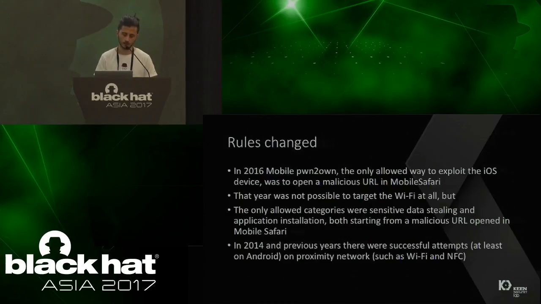So the rules changed last year, and in 2016 mobile Pwn2Own, the only allowed way to attack an iOS device was through a malicious URL that would be opened in mobile Safari. Last year, it was not possible to touch the Wi-Fi or Bluetooth or whatever. And from this malicious URL, you had either to steal some sensitive data or install an application. And that's sad, because in 2014 and the previous years, there were more targets, such as proximity network or baseband.